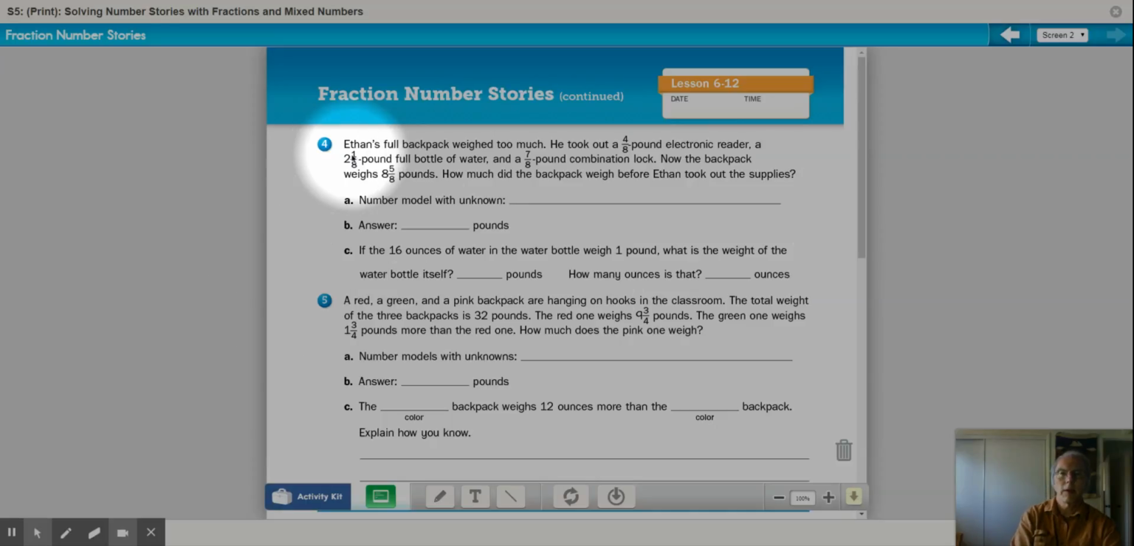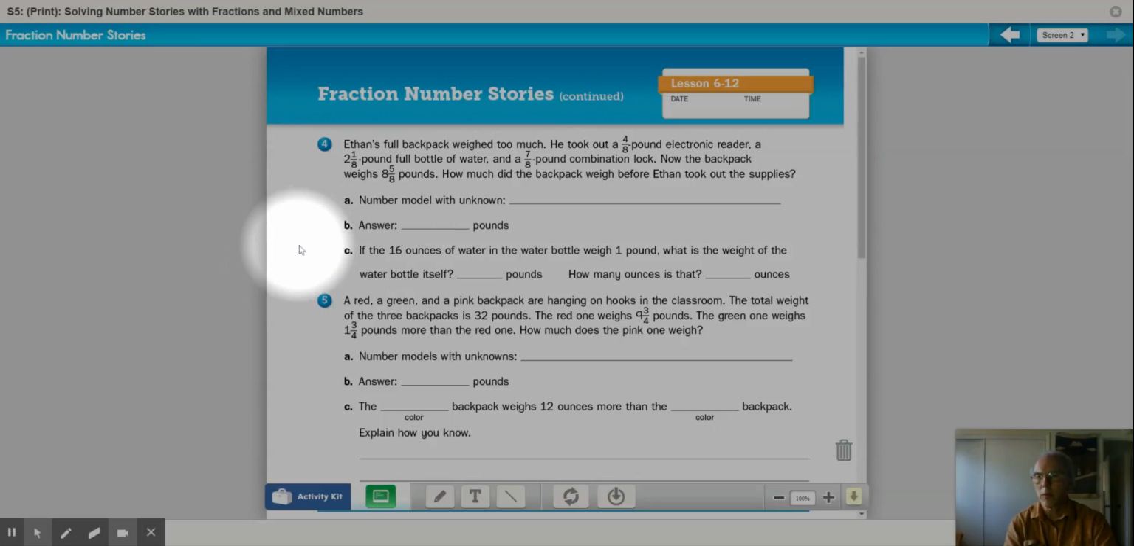Oh, another backpack. Ethan's full backpack weighed too much. Well, I don't know what too much is, but anyway, way too much. It's too heavy for him. He took out a 4/8 of a pound electronic reader. Wow. A 2 1/8 pound full bottle of water. So he took these out. Oh, he also took out a 7/8 of a pound combination lock, maybe for his bicycle. Now the backpack weighs 8 5/8 pounds. How much did the backpack weigh before Ethan took out the supplies?